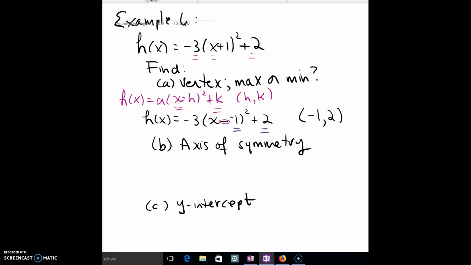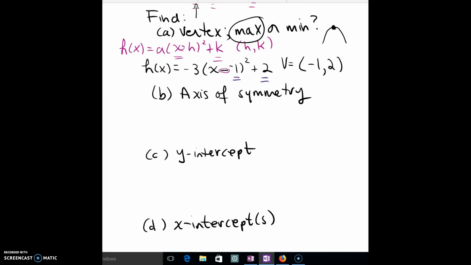The next question is, does our vertex represent a maximum or a minimum? Well, we can use our a value to determine that. Here's our a value. It's negative 3. Now, if a is negative, that means we have a sad parabola. Picture a sad parabola. It looks a little bit like this. And that means that our vertex represents a maximum. If we have a sad parabola, our vertex is a high point on that graph. So we have a vertex of negative 1, 2, which is a max.